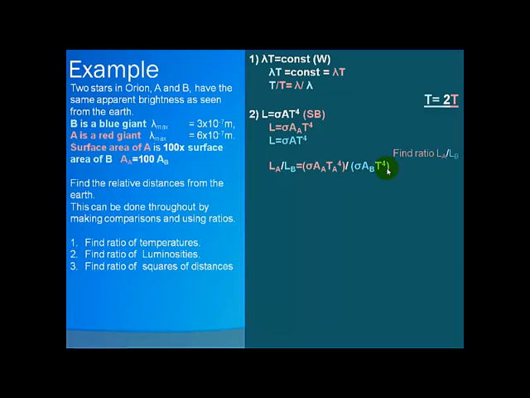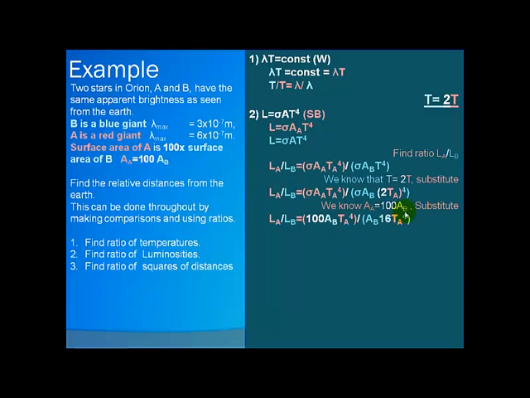We know that T is equal to twice the temperature of the red star. We also know that the areas are a ratio of 100 to 1. So if you do this working, you'll find out that the ratio of the luminosities is going to be 100, because this is the ratio of the areas, divided by 16, which is the ratio of the temperatures to the power of 4.